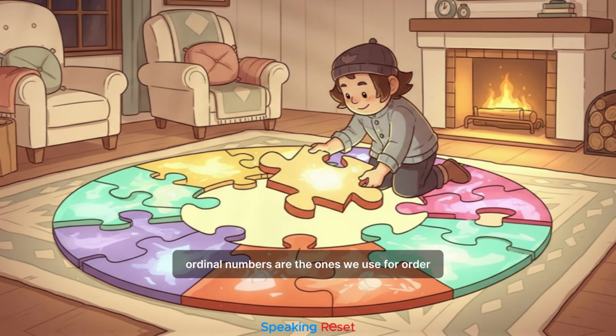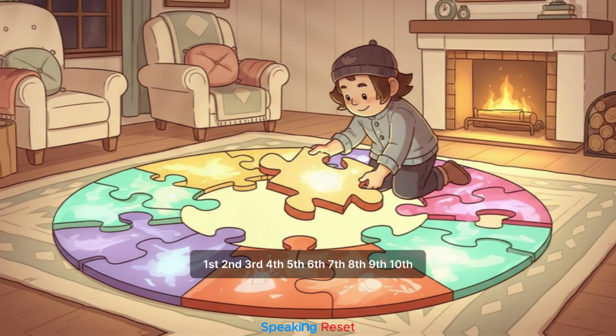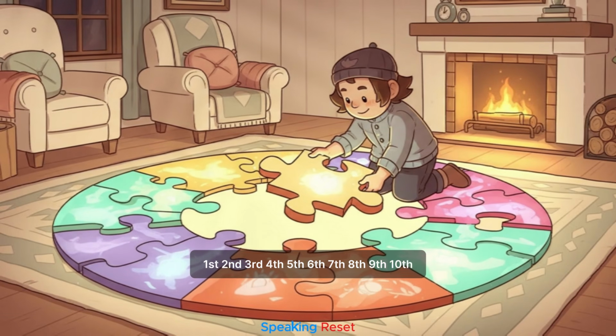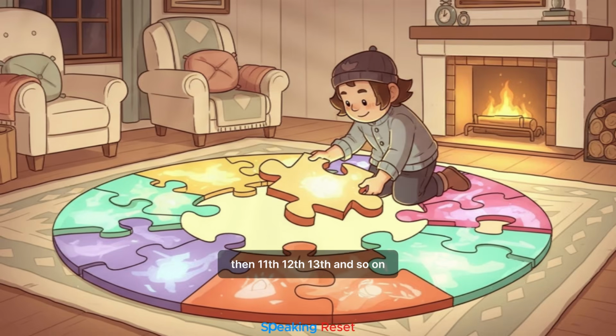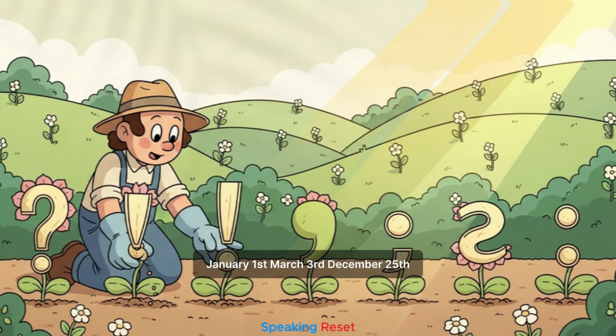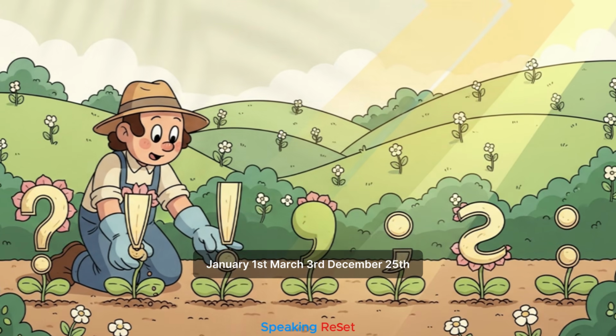Ordinal numbers are the ones we use for order. First, second, third, fourth, fifth, sixth, seventh, eighth, ninth, 10th. Then 11th, 12th, 13th, and so on. We use ordinal numbers for dates. The 1st of January, the 3rd of March, the 25th of December.